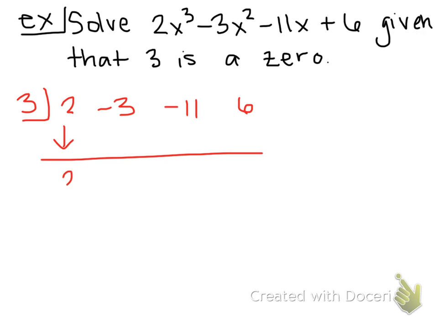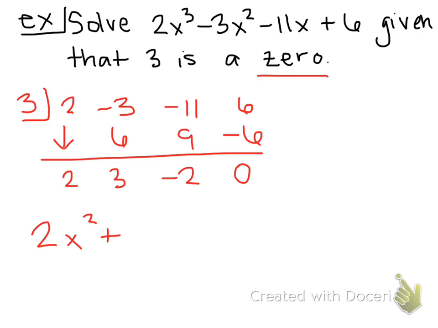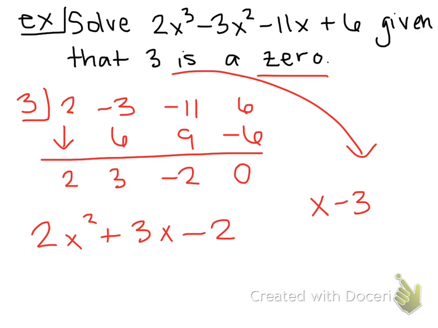So I drop the 2. I multiply. We add. I multiply, we add, and we multiply. So notice we got 0, and we knew that was going to happen because they told us 3 was a 0. So I have 2x squared plus 3x minus 2. And what we would say is that x minus 3, which is where this +3 is coming from, is a factor of the polynomial.